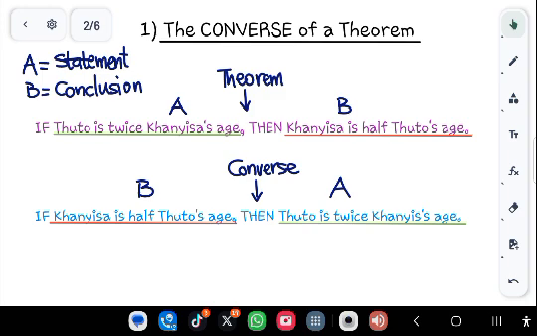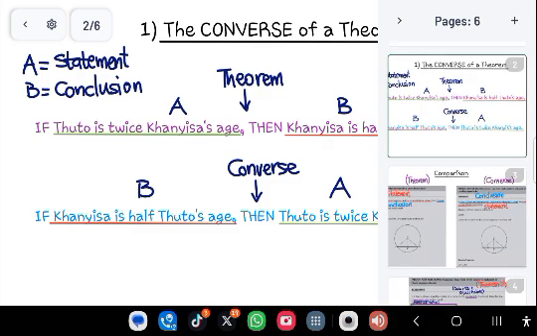Now the converse of a theorem is basically switching the order of B and A around. So you start with the conclusion and end with the statement. So this is what a converse looks like when we compare it to the statement and conclusion of the theorem. It says if Kanyisa is half Toto's age, then Toto is twice Kanyisa's age. And that's what a converse is. It's the reverse of a theorem in a nutshell.